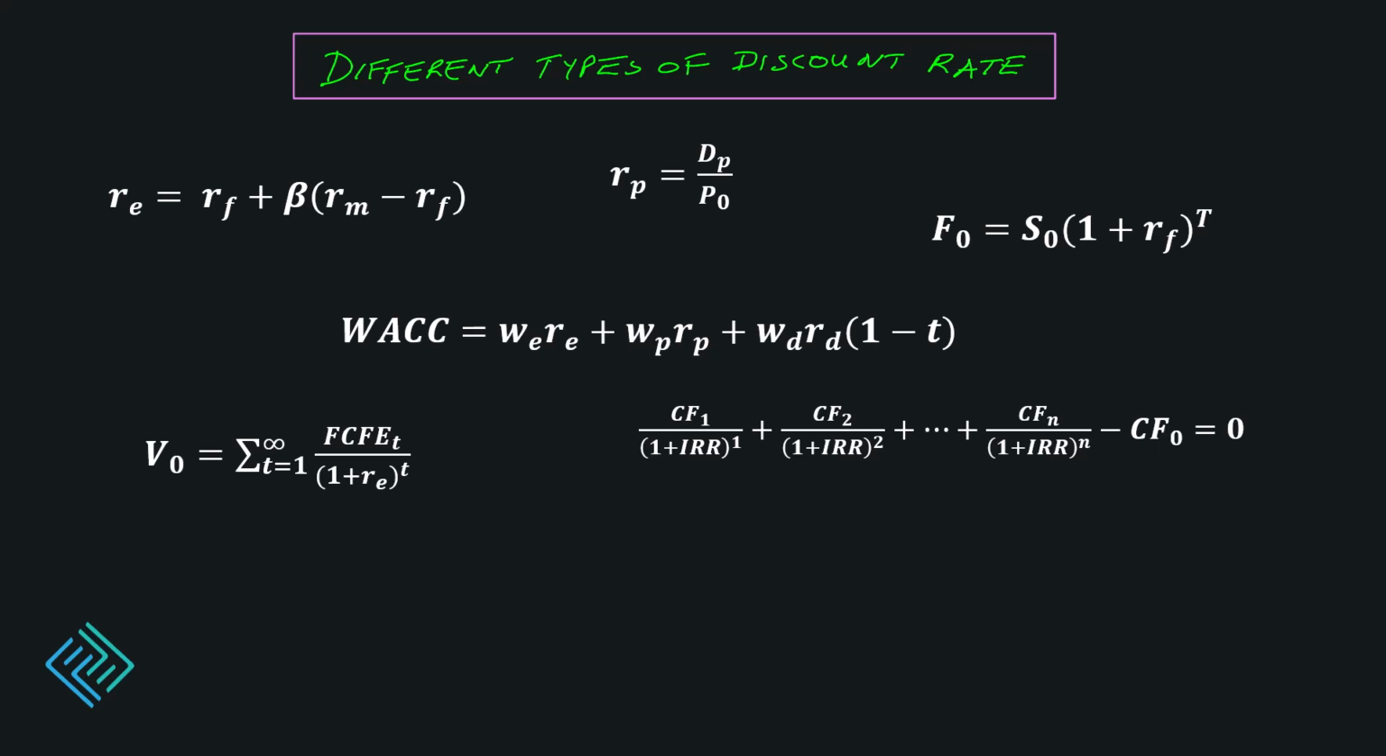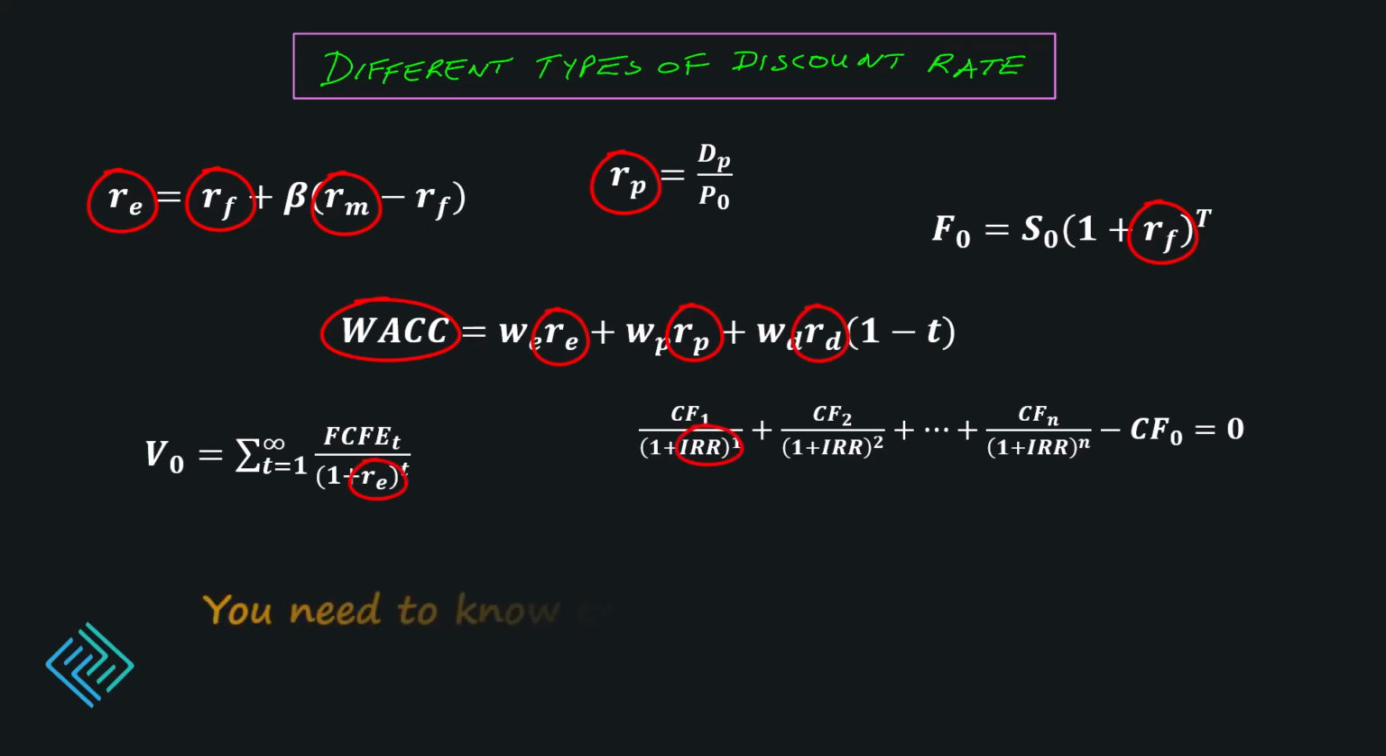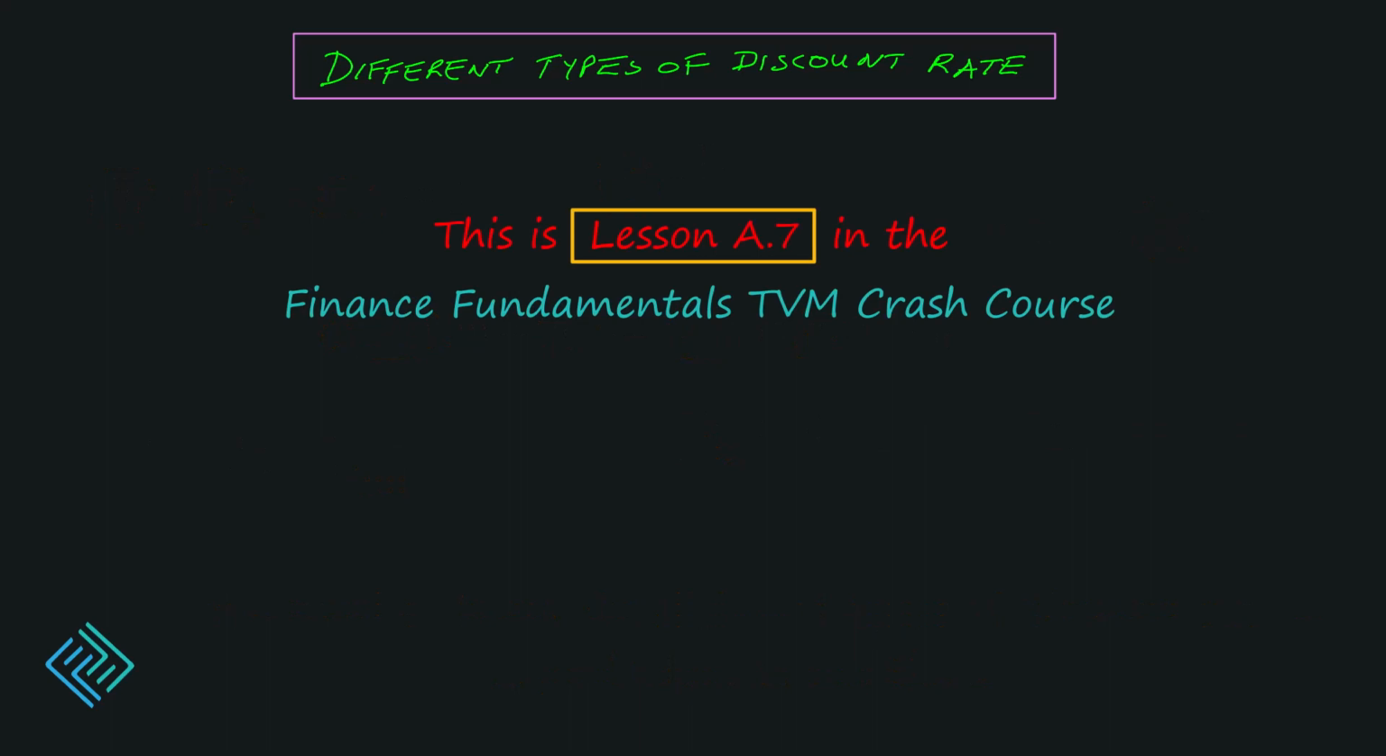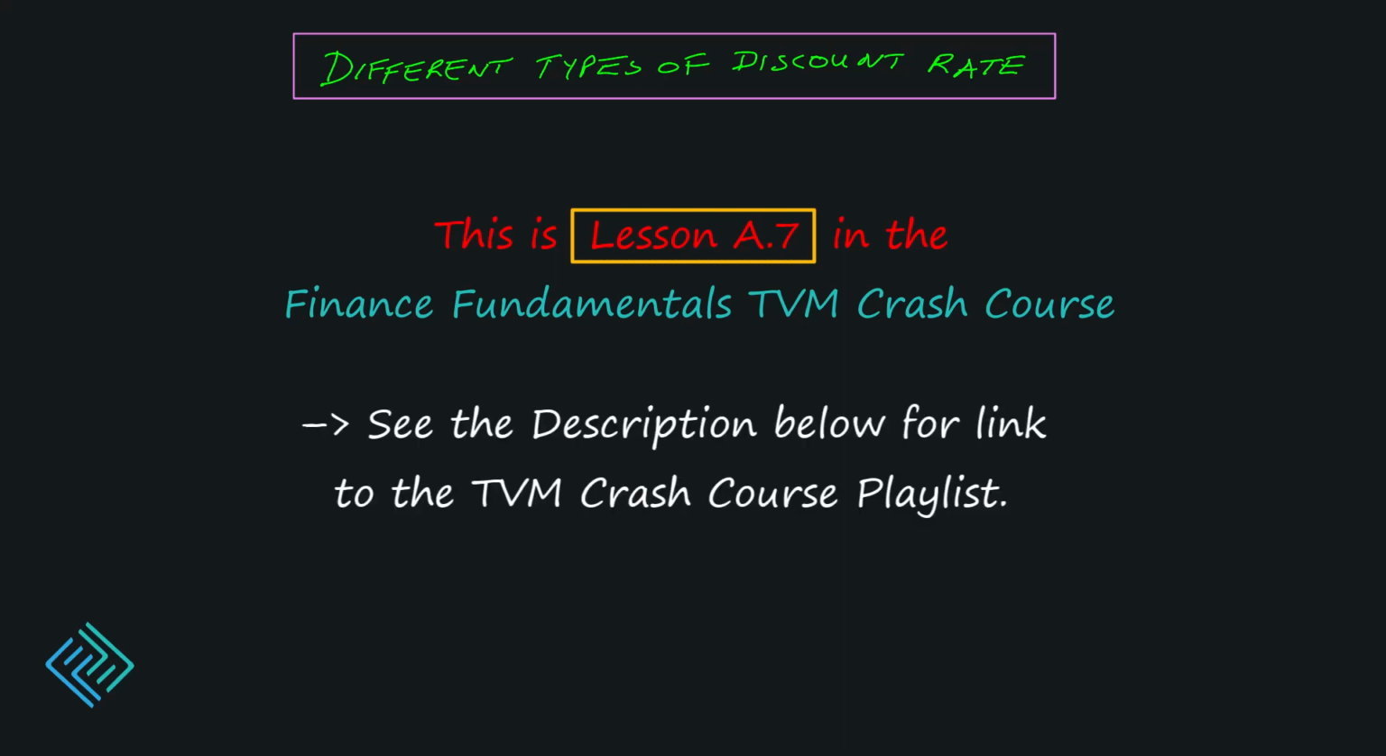A fundamental part of any time value of money calculation involves the discount rate. To get the right answer in your calculations, you need to know that there are a number of different discount rates, and you also need to know when to use those rates. This is the 7th lesson in the Finance Fundamentals TVM crash course. See the description below for details on how to find the other videos in the series.